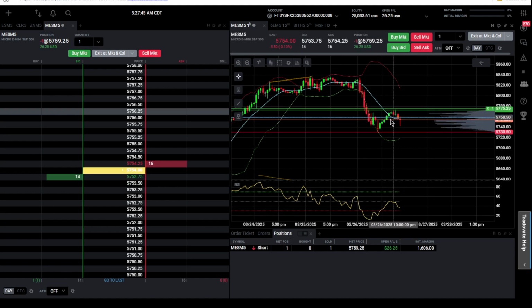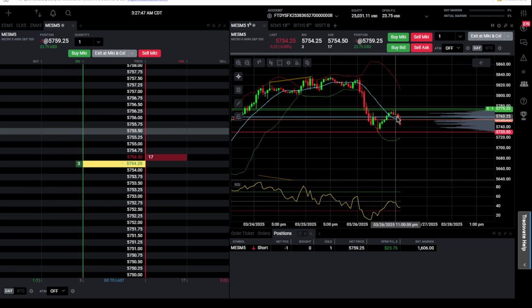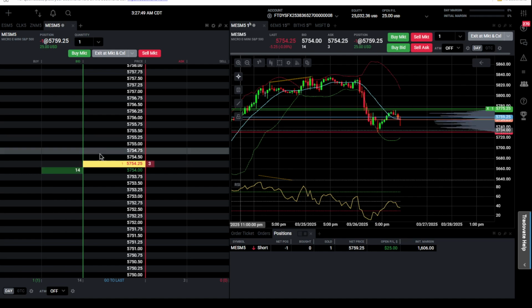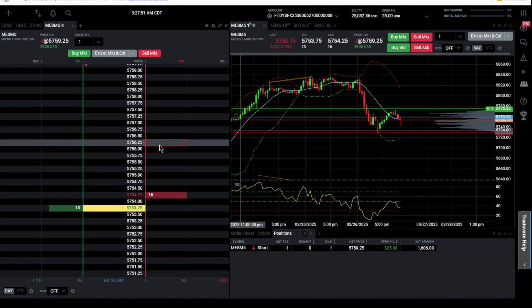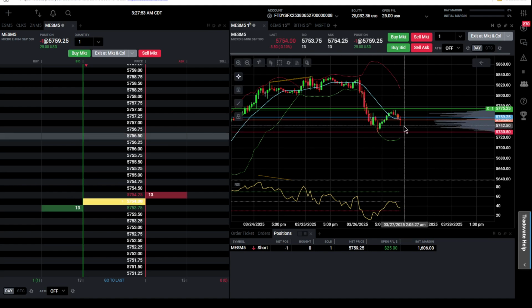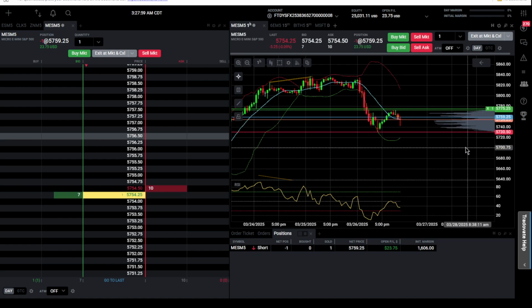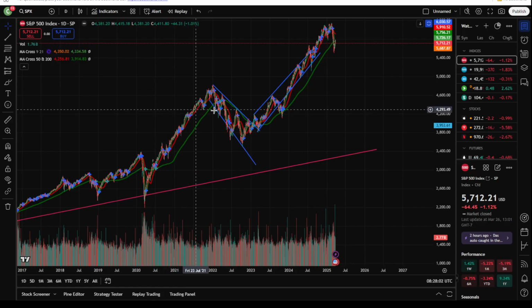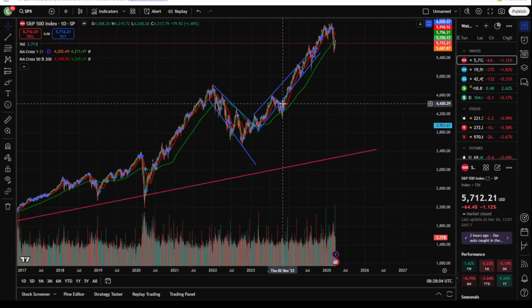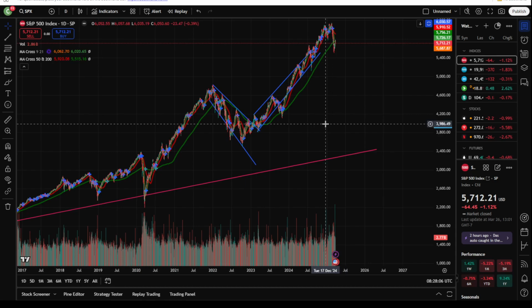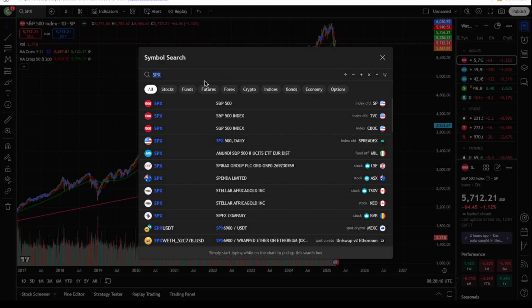I got in at 57.59. Yep, 0.25. And it did go down a lot lower. I was actually up $75 earlier, but that's okay. There was this really annoying thing happening with the MES market. I had to switch to the S&P 500 because, yeah, I'll explain it here actually.